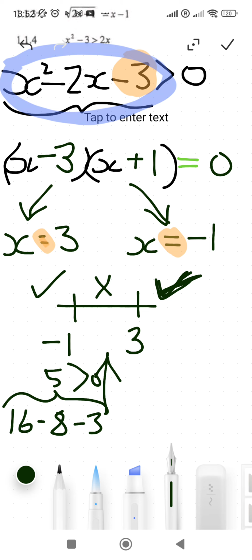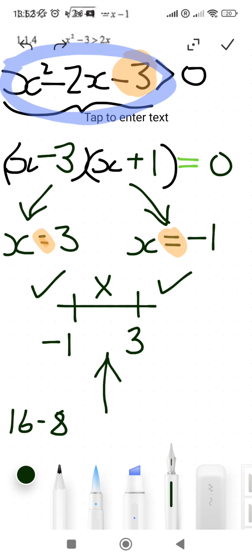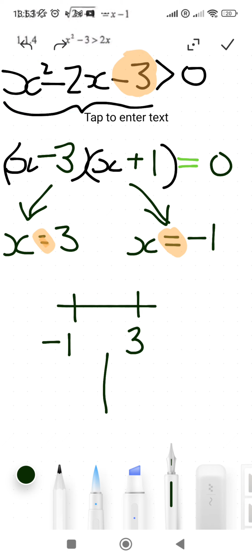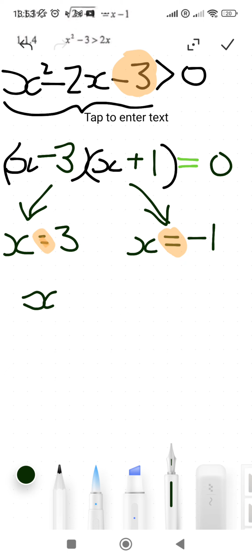Okay, so now we need to express our answers as inequalities, right? Okay, we didn't actually have to get rid of all of that, but that's fine. So we know because it is outside, it is going to be two separate inequalities. So I'm going to say x is greater than 3 and x is less than -1.